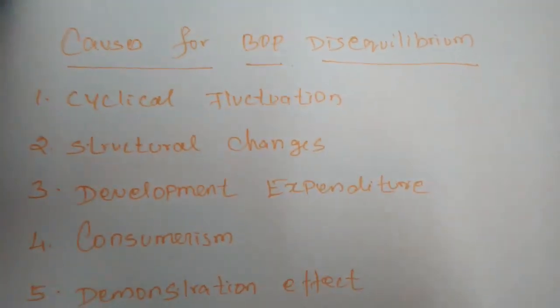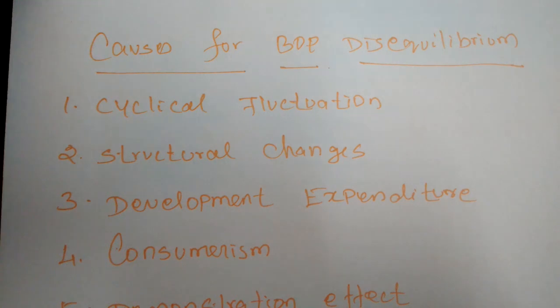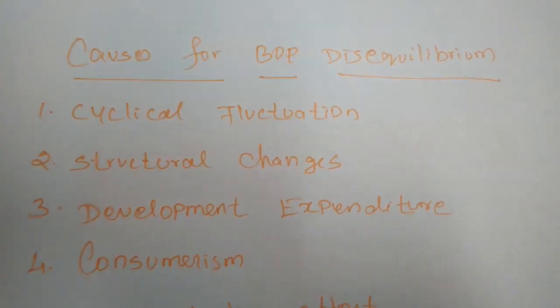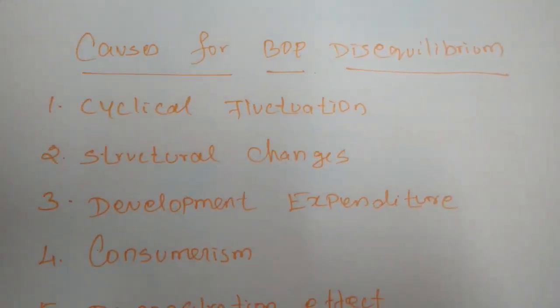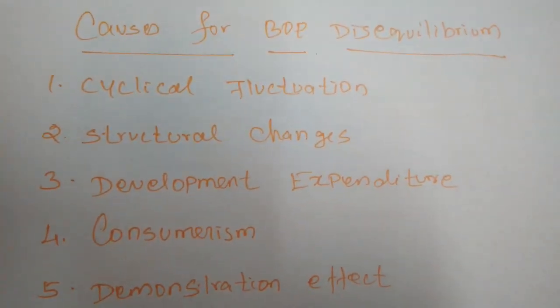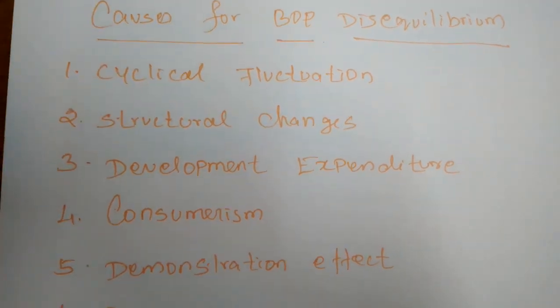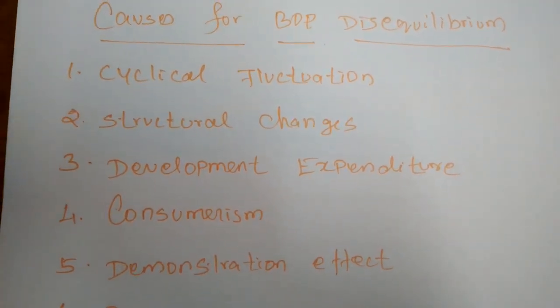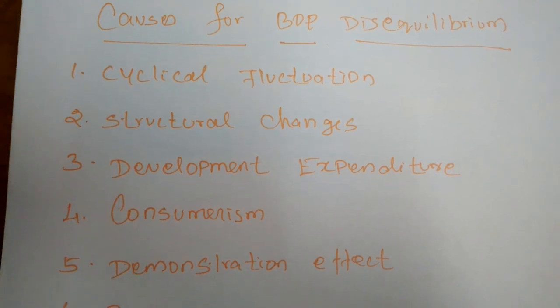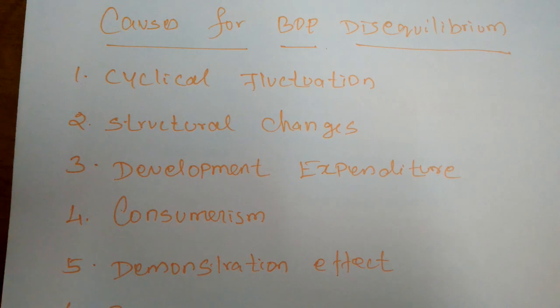Today we will study the causes of balance of payment disequilibrium, that is, the reasons which are bringing about balance of payment disequilibrium. The first one is cyclical fluctuations. The cyclical disequilibrium in different countries is caused by their cyclical fluctuations, their basis and magnitude.